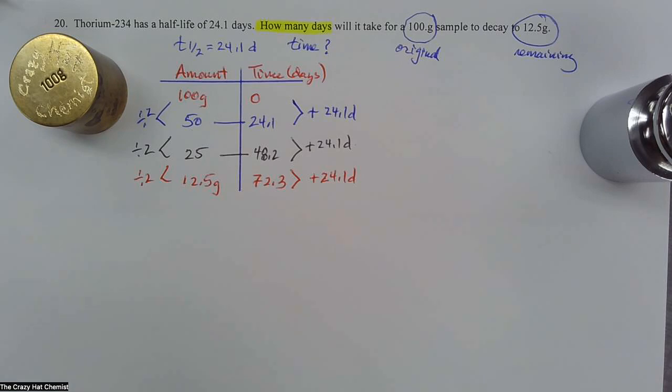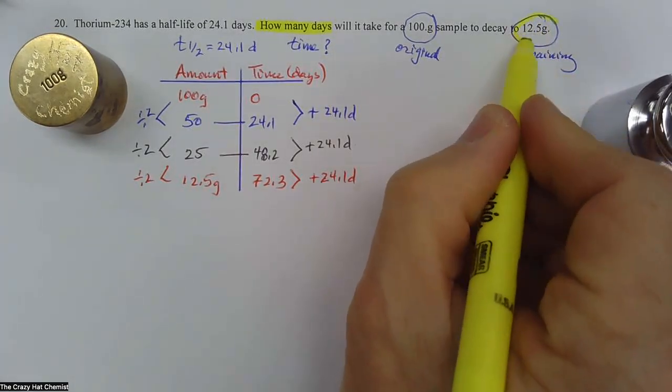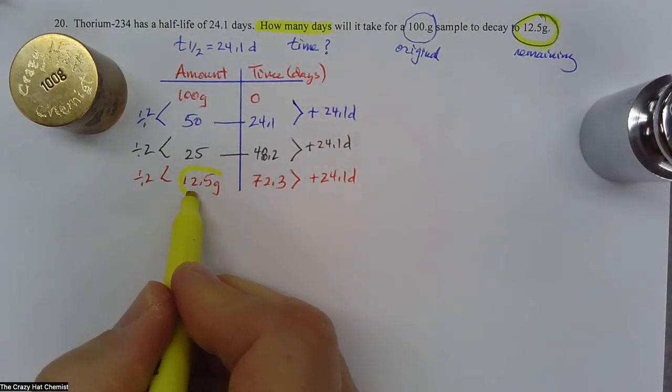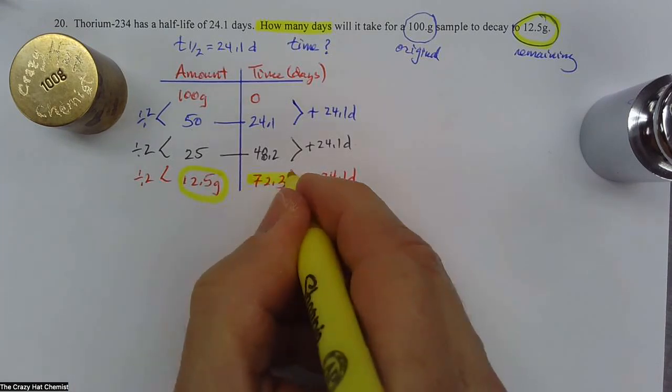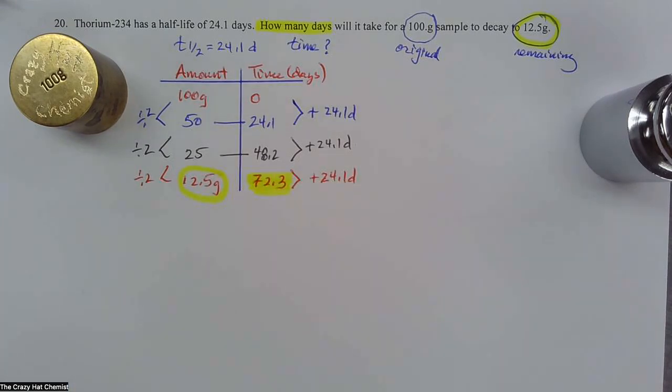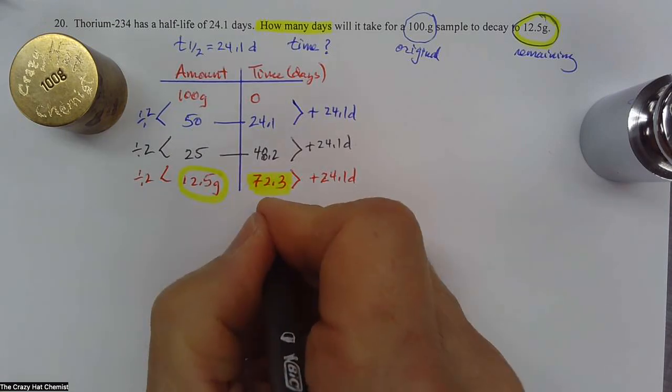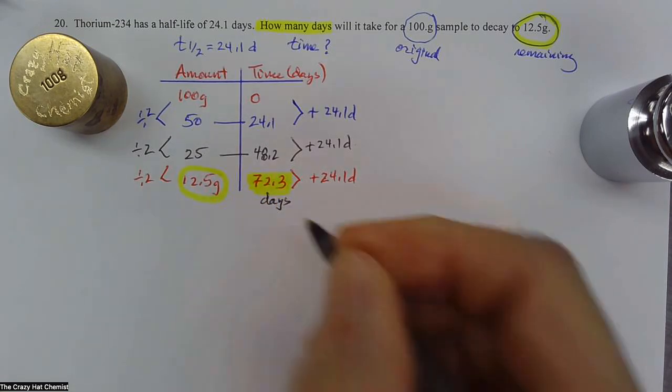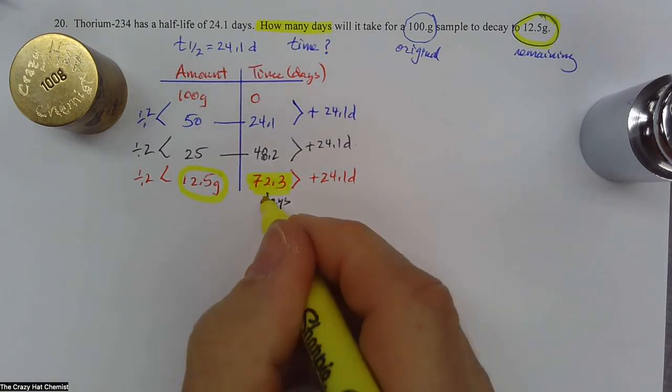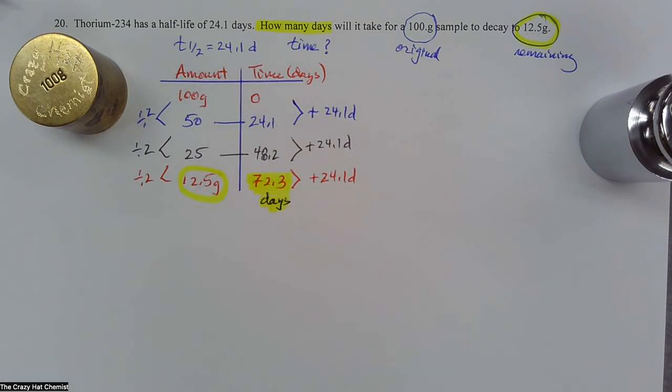So you should see that this 12.5 grams right here, the amount remaining, corresponds to this. And then here is our total amount of time it takes. That would be days. Make sure you have units on that. And that would be one method of solving this problem, and it worked perfectly fine. So, all right, fine, not a problem.